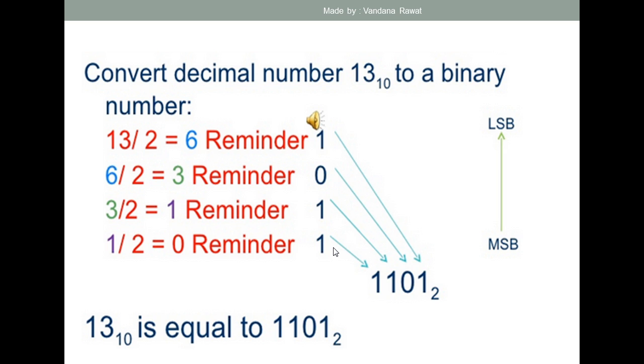So whenever you write your answer, you will start from this MSB. You will start writing from this most significant bit. So the binary conversion of this 13 will be 1 1, then 0, and then 1. Okay, and base 2. Hope this is clear. So just solve these examples in your notebook first.